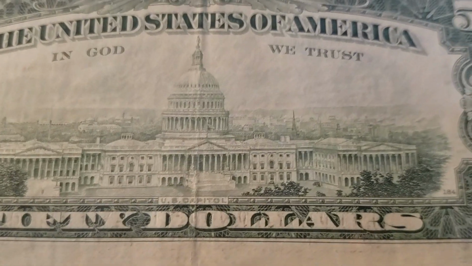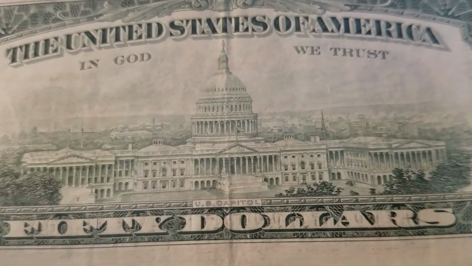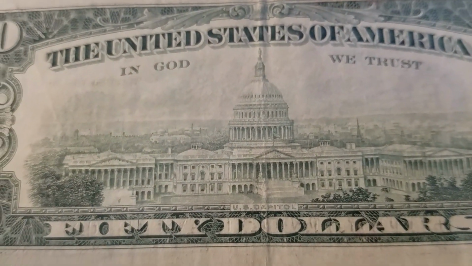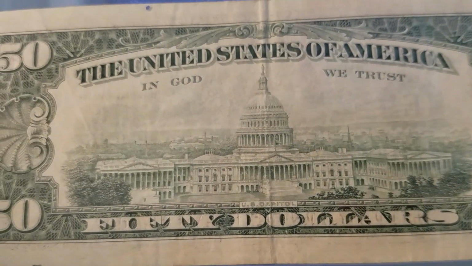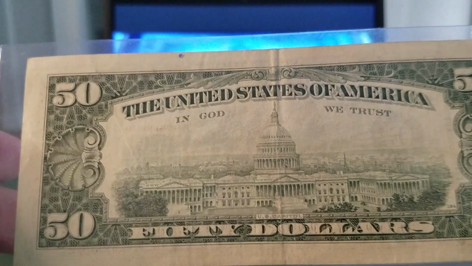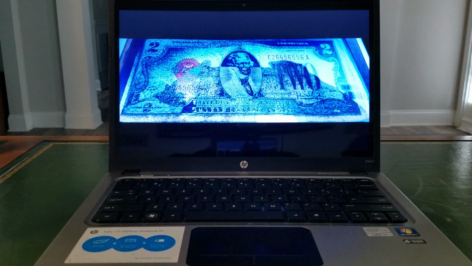Nice looking building. I've been there a couple of times, but I got this one wild memory, and I'll share that with y'all at a later date. $50 note.